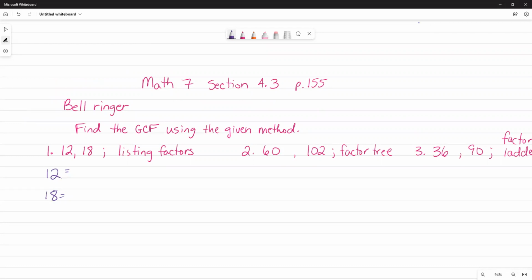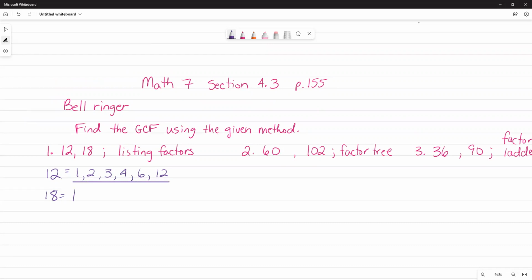We have 1, 2, 3, 4, 6, and 12. Yeah. So 1 times 12, 6 times 2, 3 times 4, those are our factors of 12. All right, what about for 18?